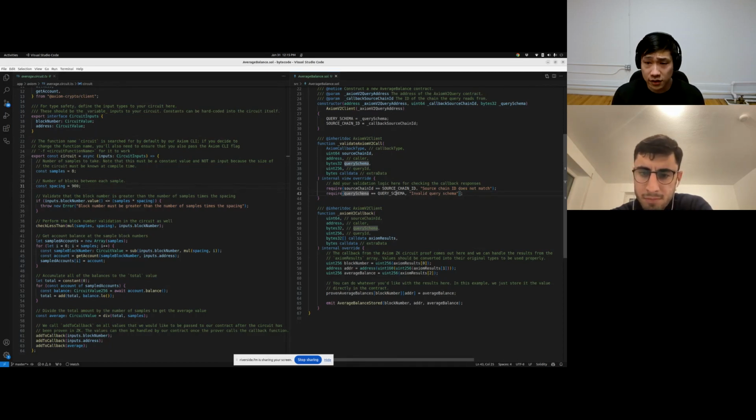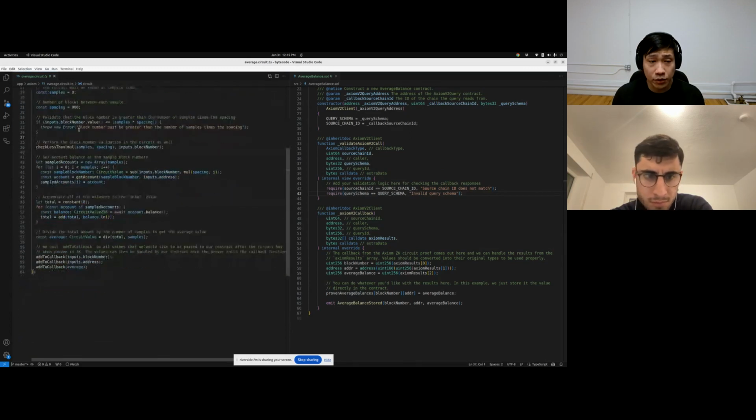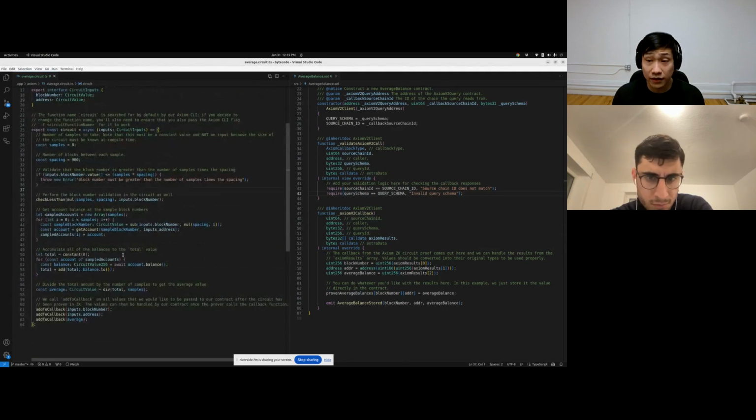So in this case, the query schema would be a hash that encodes that you're asking for an output of this average balance circuit. So this is necessary just to filter out cases where someone malicious might send a callback to your contract that doesn't actually pertain to it.